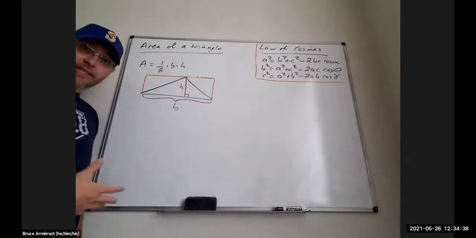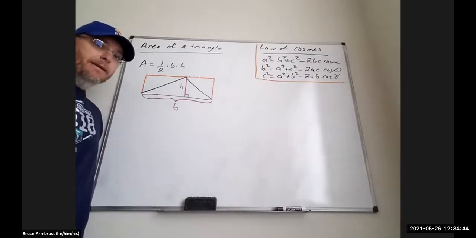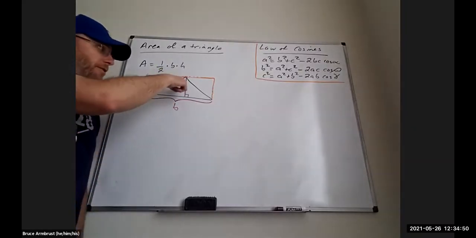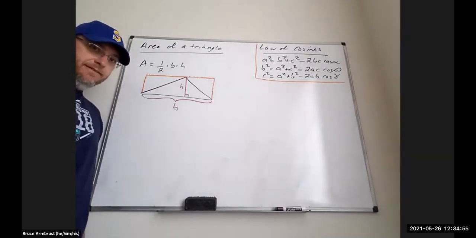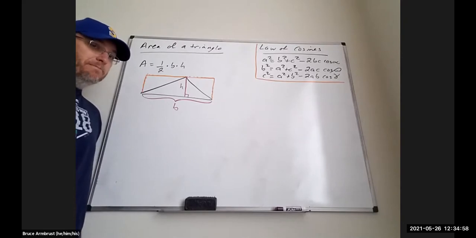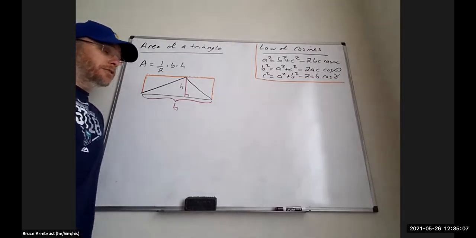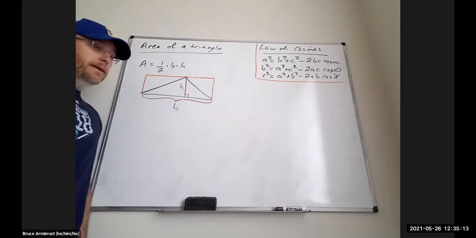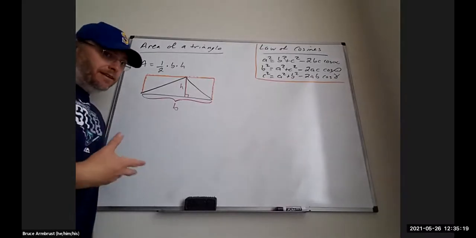Now, that formula is awesome. It's super useful. You can plug stuff in and get our area. But there is a bit of a problem with it: you need to know what that H is, and you're not always given H. It's not always something that we measure. If you think about it, what do we measure in triangles? It's the side lengths and the angles. So we're going to create two other area formulas that get us away from having to know H and back to just knowing sides and angles.